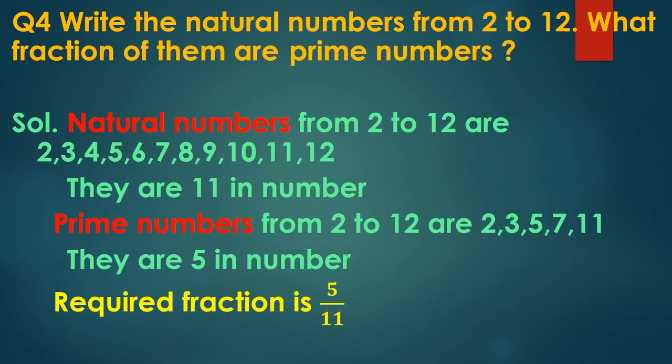Now count them. How many are they in number? They are 5 in number. So our required fraction has the total number of natural numbers in the denominator, that is 11, and the number of prime numbers in the numerator, that is 5. So the required fraction is 5 upon 11.